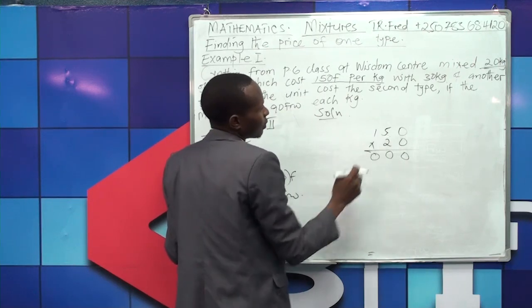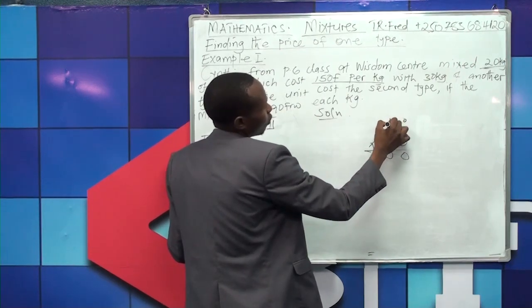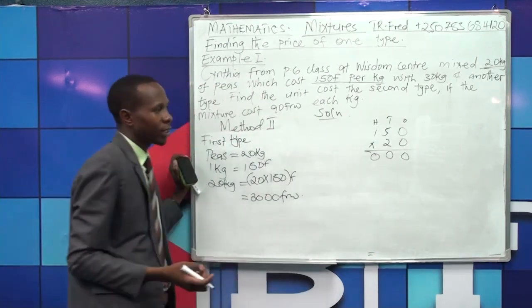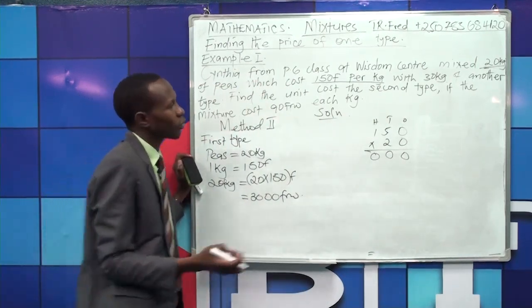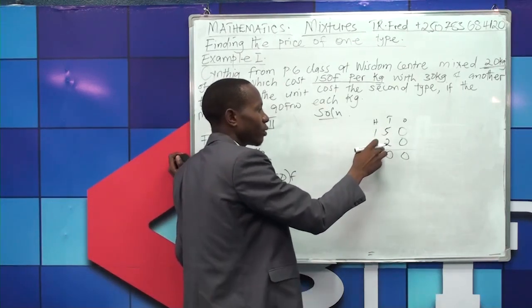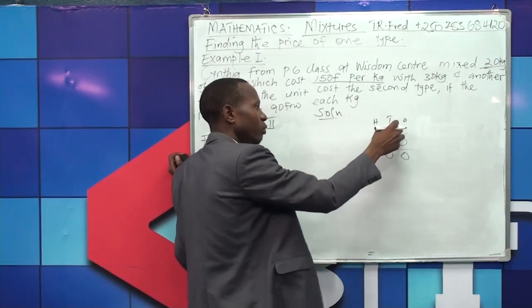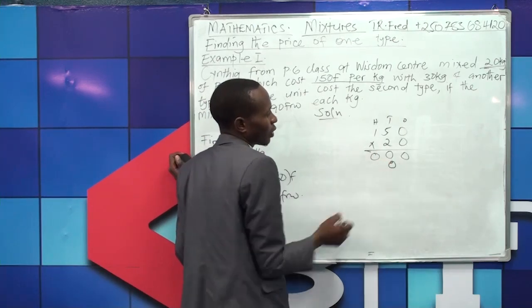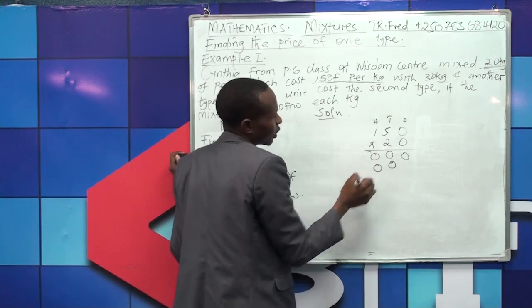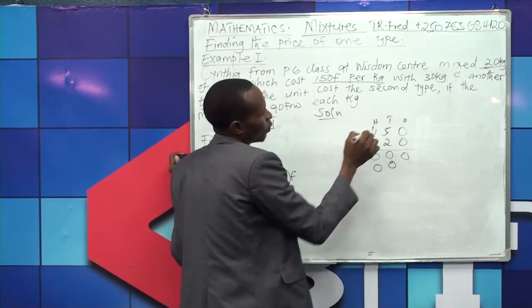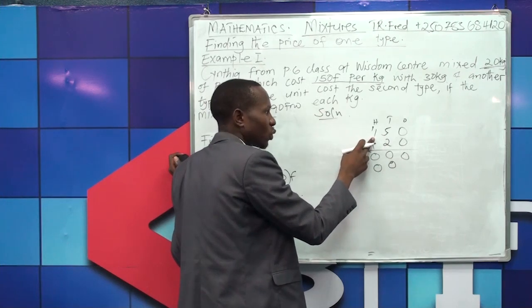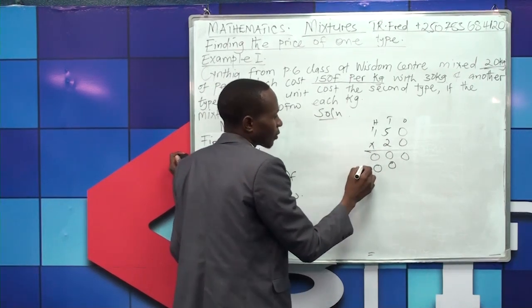And under which place value? It is under the place value of tens. So if it is under the place value of tens, you cannot start from ones. We are going to start from tens because we are dealing with the digits which lie under the place value of tens. So we shall say 2 times 0, it will give us 0. 2 times 5, it will give us 10. 10, we shall write 0. We regroup 1. Then we say 2 times 1, it will give us 2, plus 1, it will give us 3.